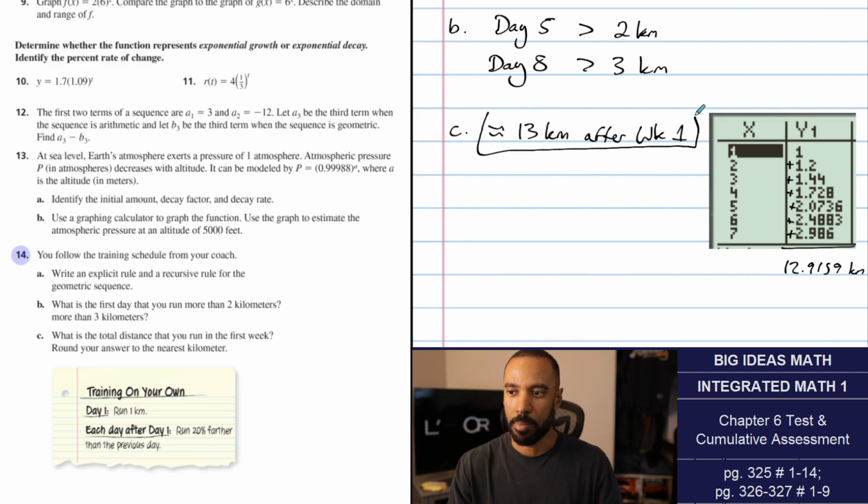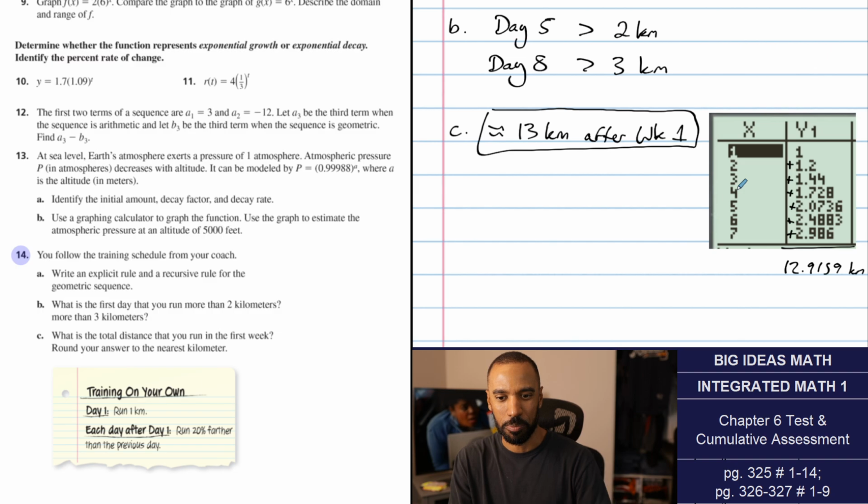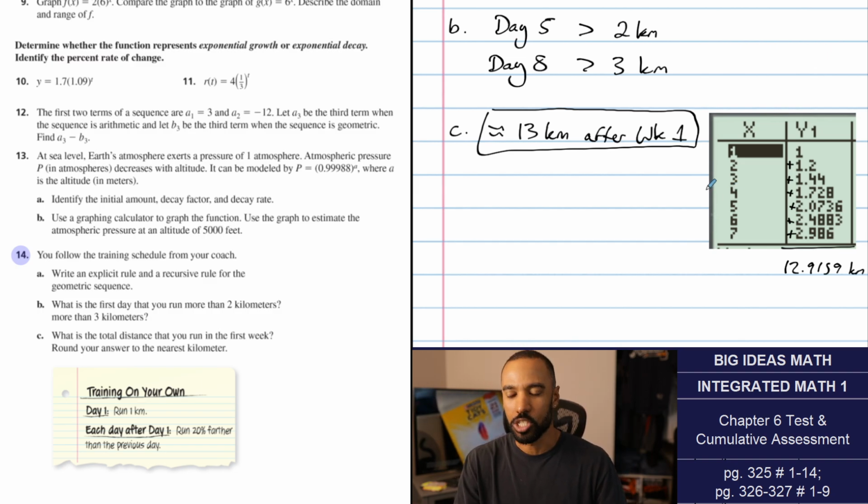Now, you won't learn geometric series until IM3. So what I'm going to tell you here is probably not worth your while. You can move on to the cumulative assessment, or you can stop the video, depending on you can do whatever you want. But this part is just superfluous. We're going to get to the same answer on here.